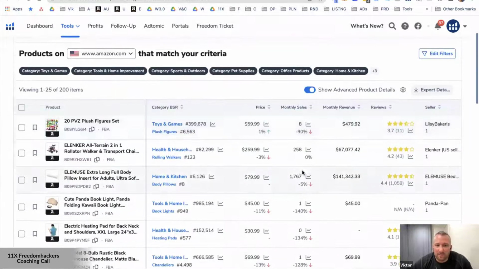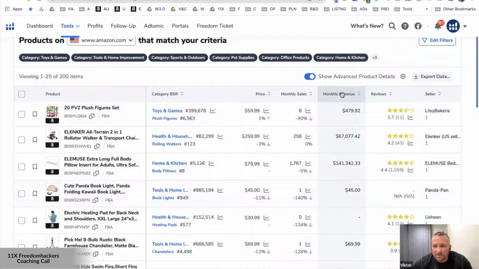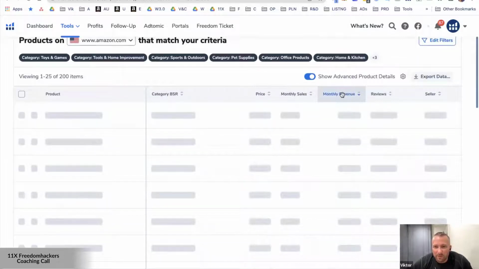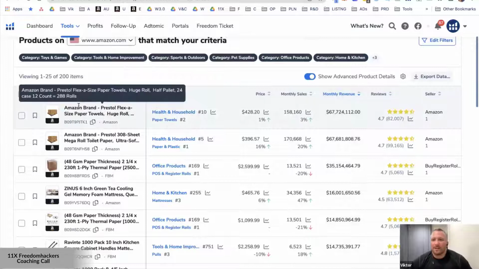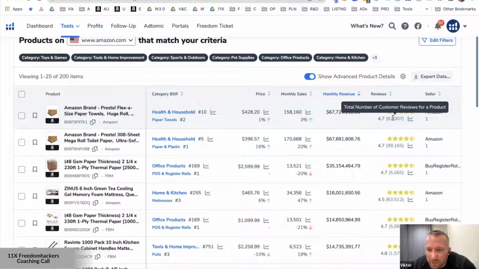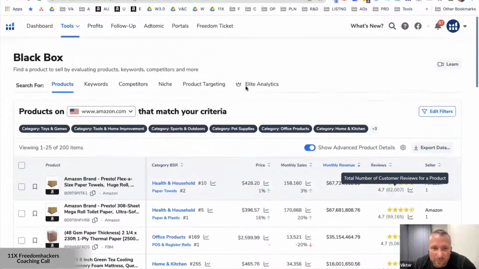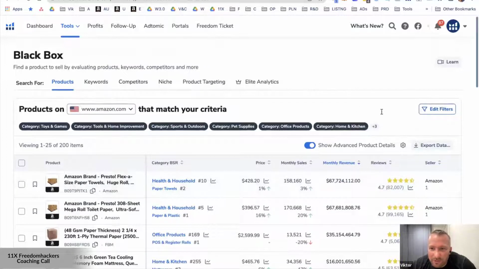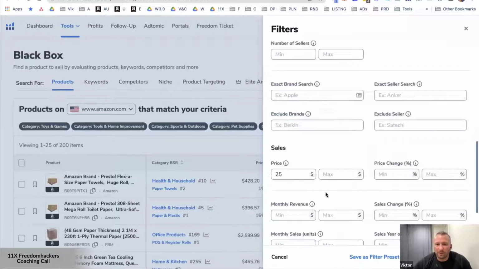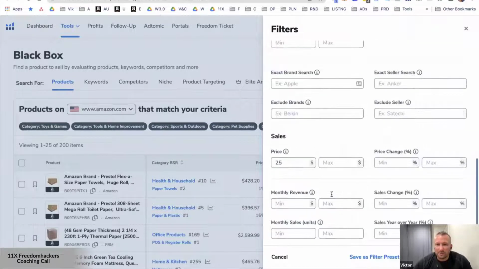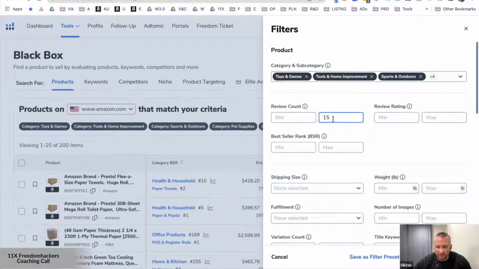And now we can start finding products, right? And then we can just sort everything by monthly revenue here, right? 67 million, can do that. And then we're looking for product. Okay, now we can see a lot of reviews here. So where's the review button? The review button, I forgot actually. Review rating, review count. Yeah, here. Let's put here like a maybe. So you see, 6 months here doesn't really work. So let's put 15. Let's put like maybe 20 reviews.